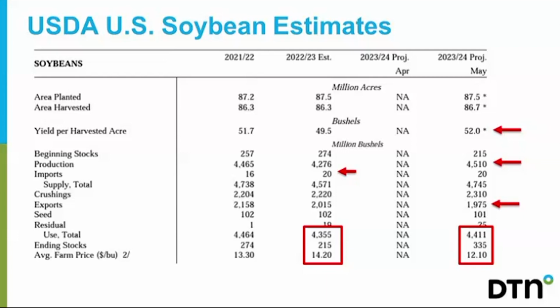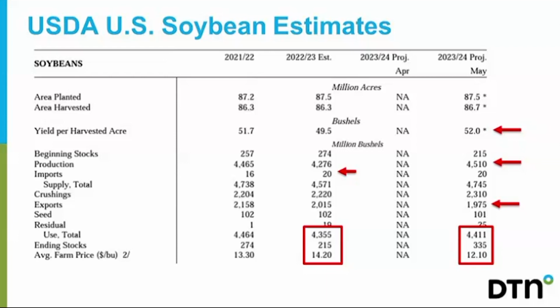If we go to the bottom rectangle, we see that the new ending stocks estimate in the new season is 335 million bushels. That is obviously higher than the tight situation that we have right now. That's been pressuring the November soybean price. If true, that'll be the highest ending stocks for soybeans in 4 years. But again, the key phrase there being if true. We've got a long way to go.